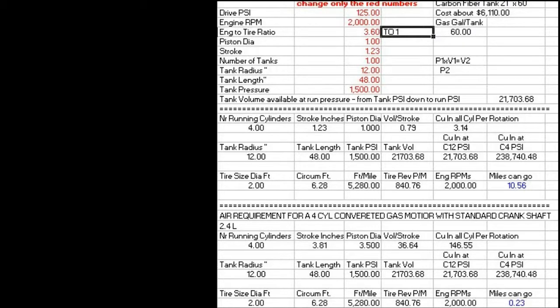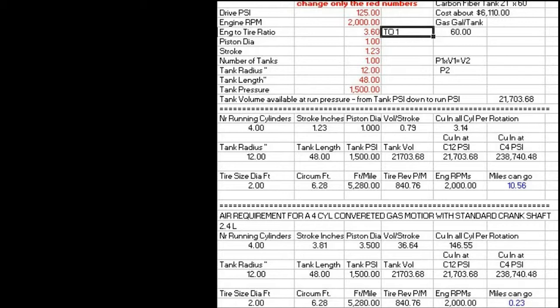So looking at the spreadsheet, up at the top, you see the pressure that I've indicated here is running at 125 psi, and the engine will be running at 2,000 RPMs, and the engine running to the tire ratio is 3.6 revolutions of the engine to one tire turn.